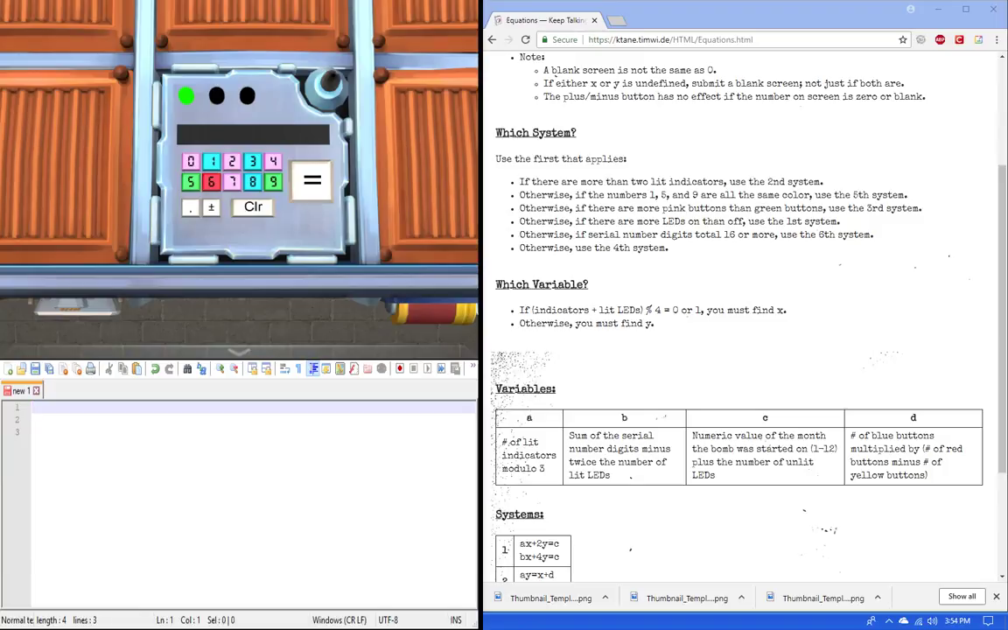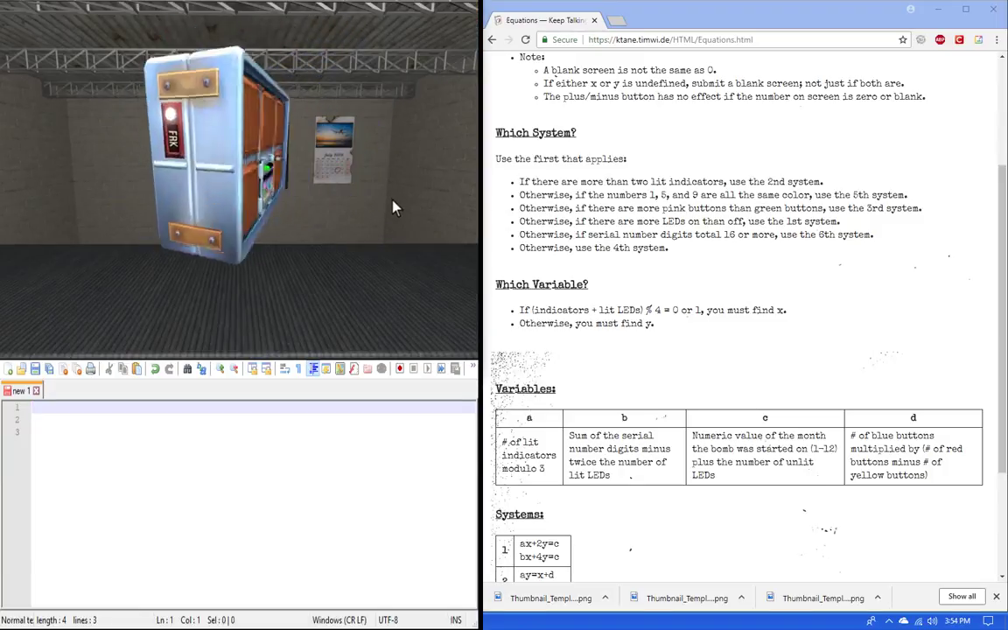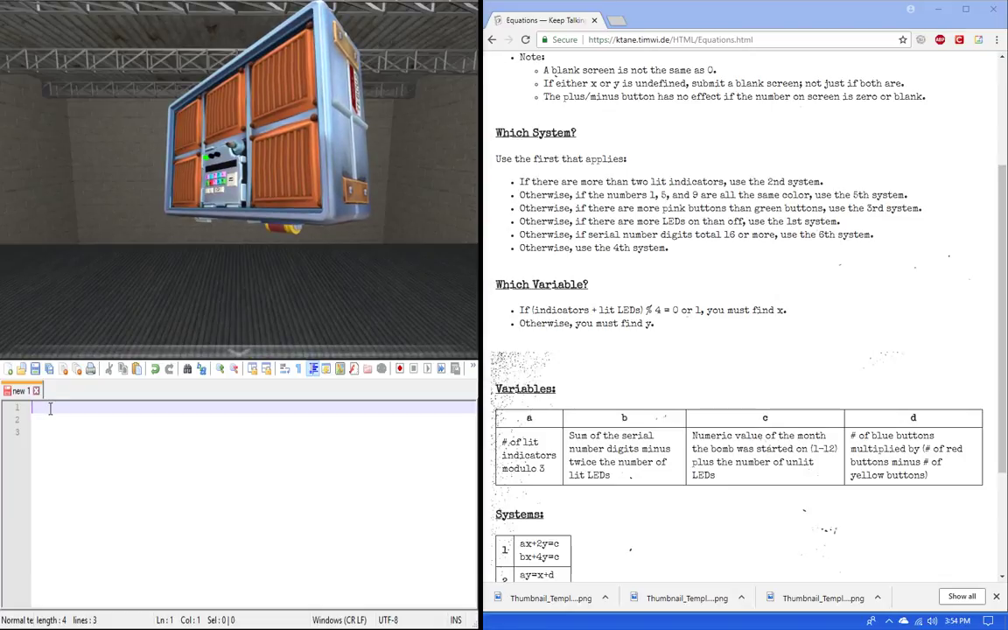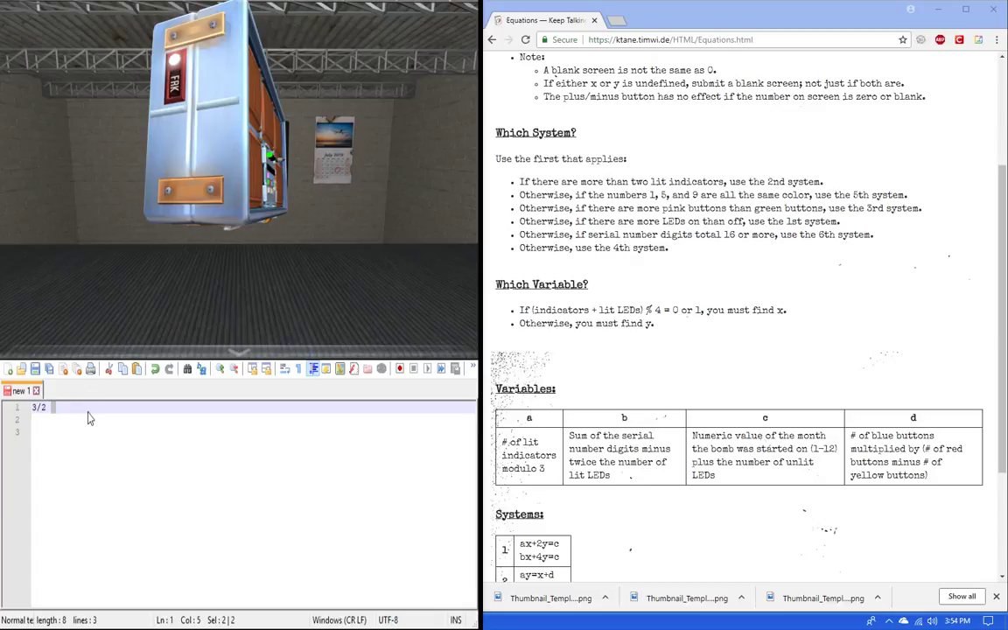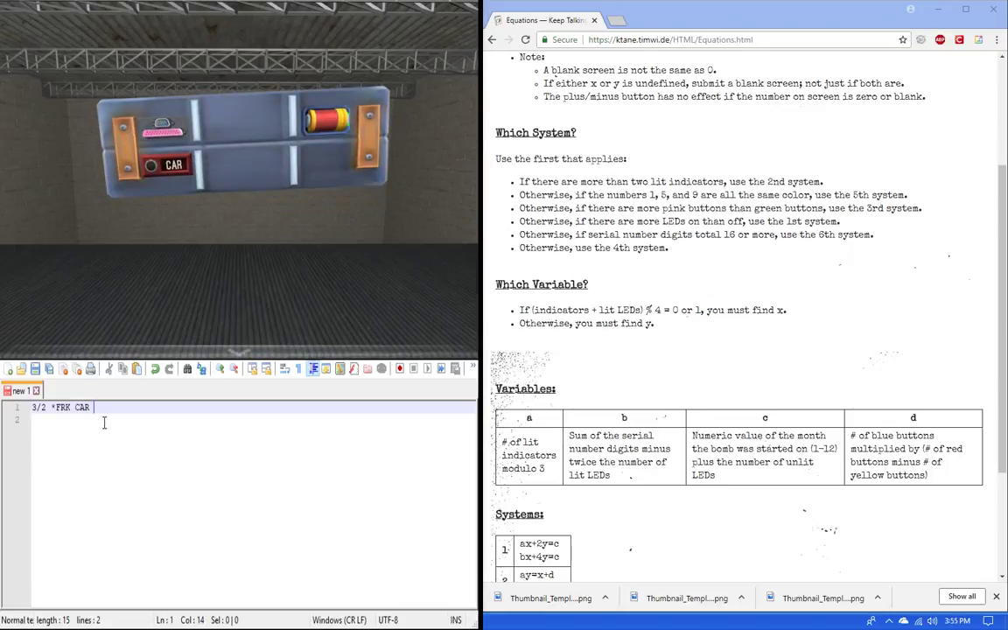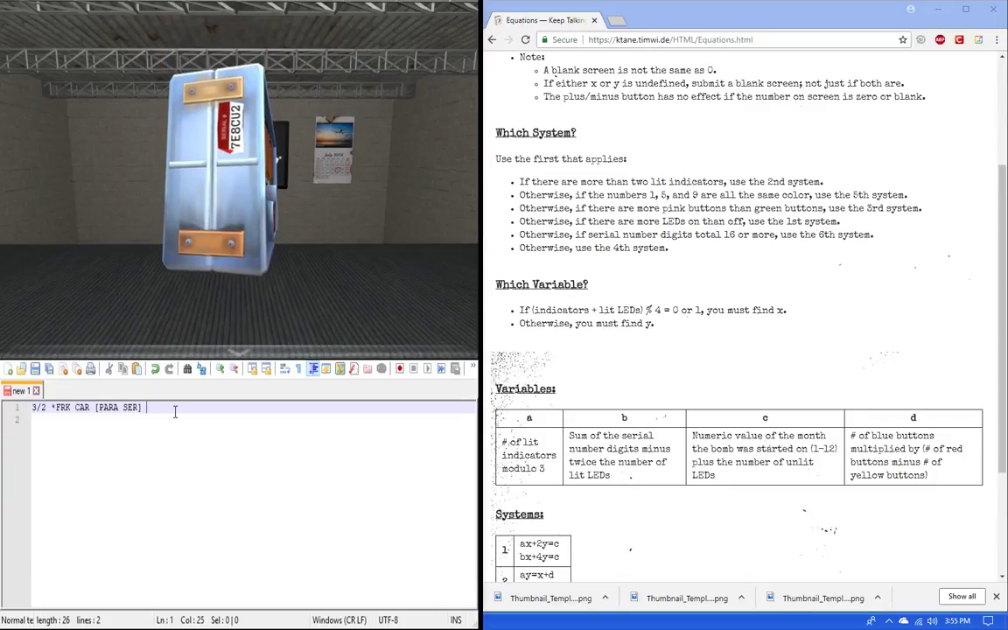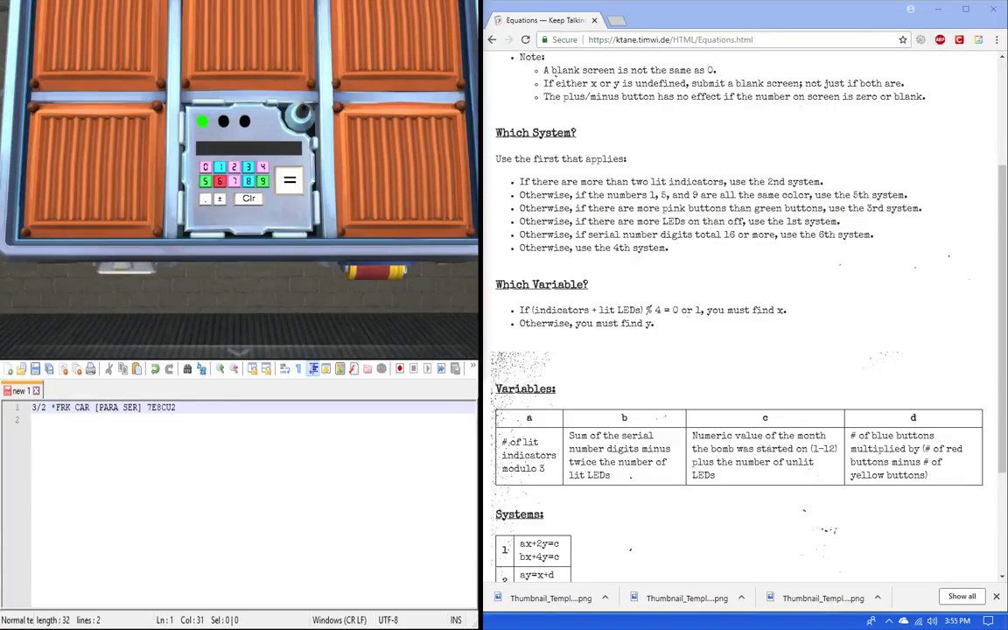Okay, so let's get our edge work first. We have 1, 3, and 2. We have a lit FR kilo, an unlit car, and 1 port plate with parallel and serial. Serial number is 7 Echo 8 Charlie Uniform 2. I got 1 lit and 1 lit, which gives some indication. Okay, I got 2 unlit.